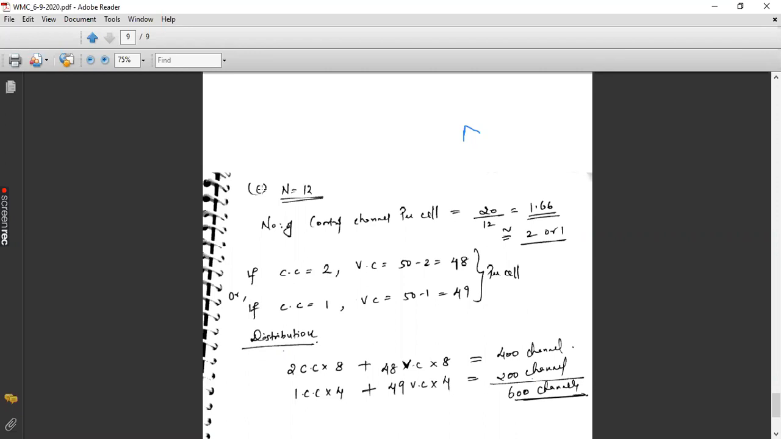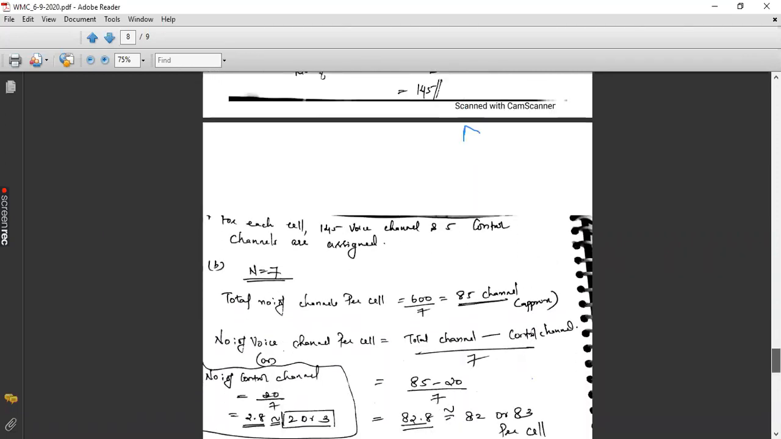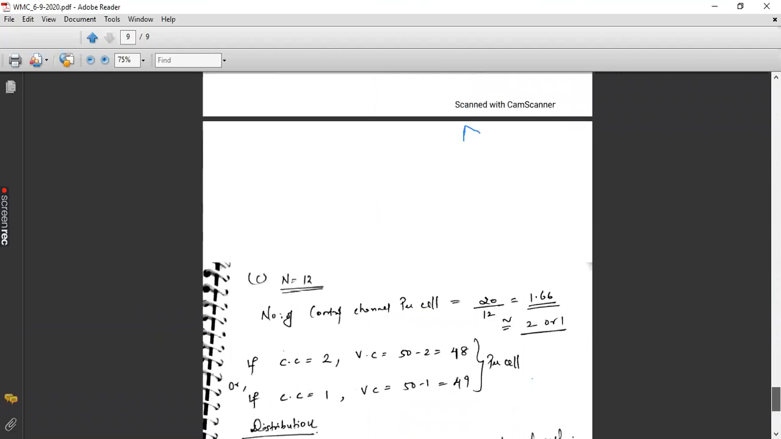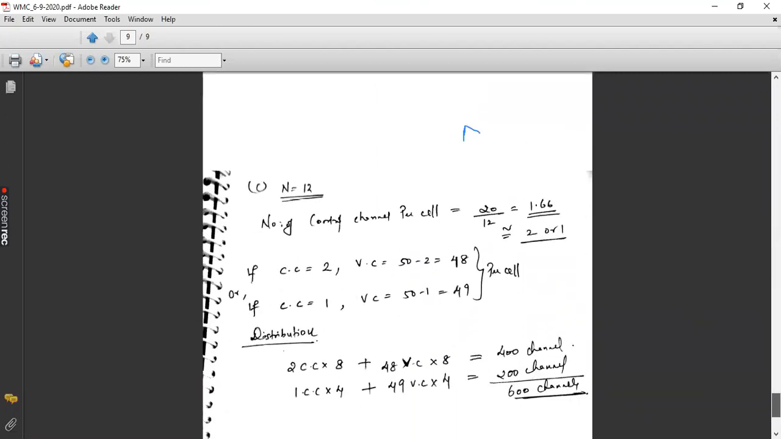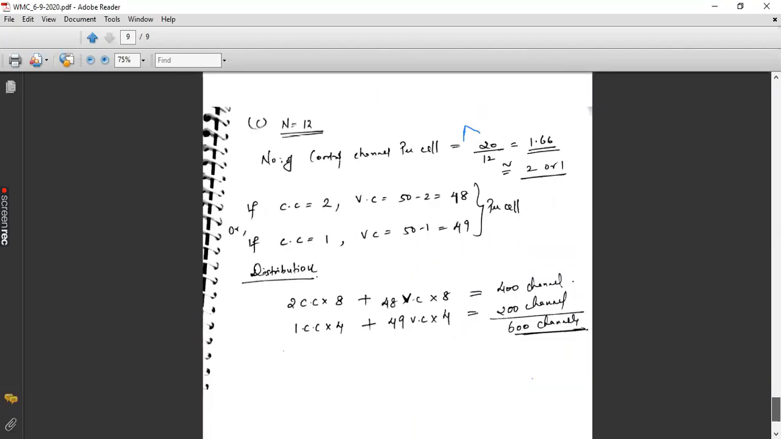So first I will take CC, which is nothing but your control channel. Totally, how many channels do we have? With n equal to 12, you check how many channels there are. 600 divided by 12, you calculate. I think it is 50, isn't it?